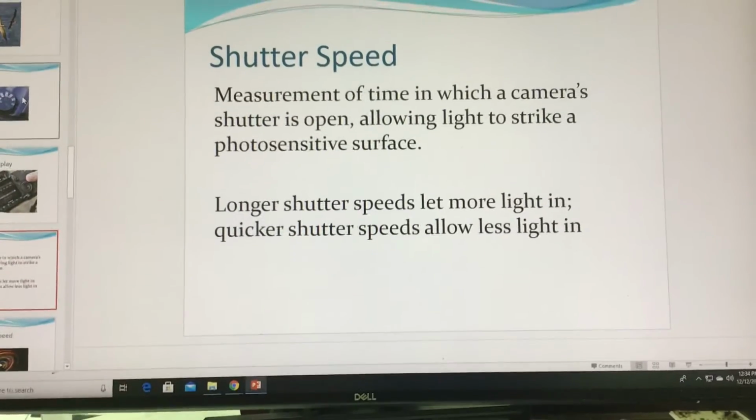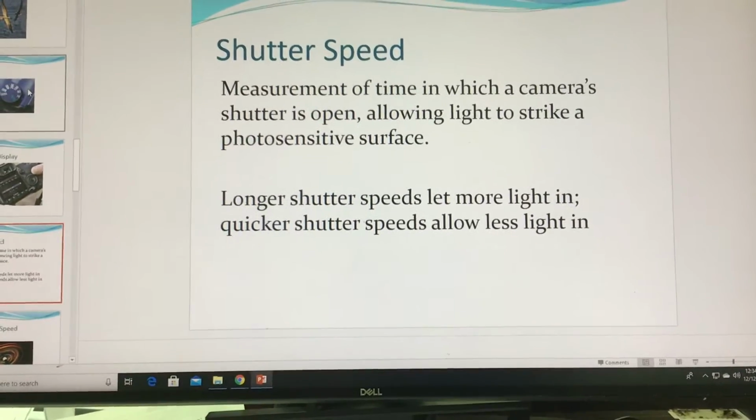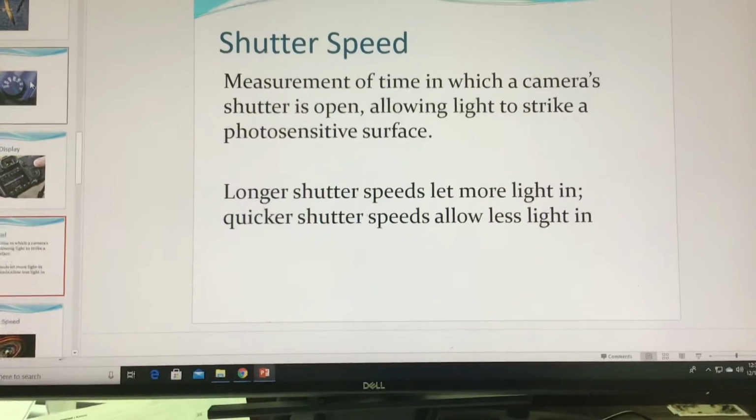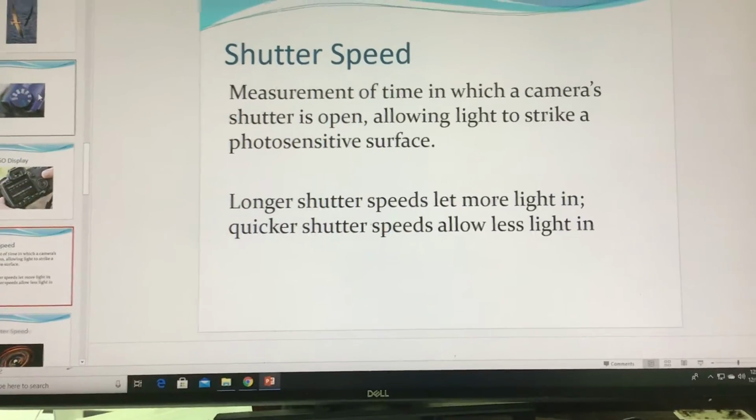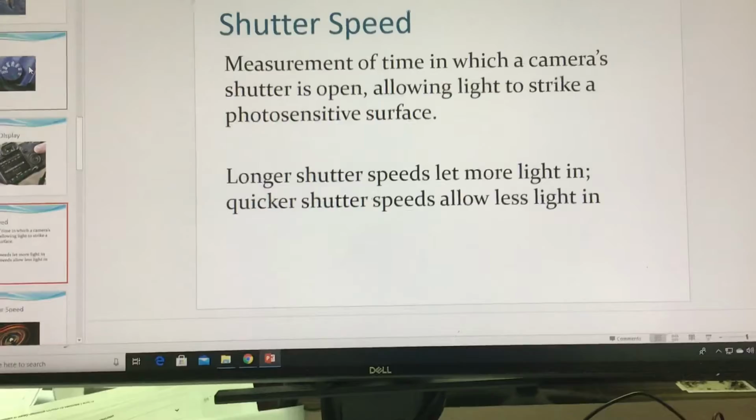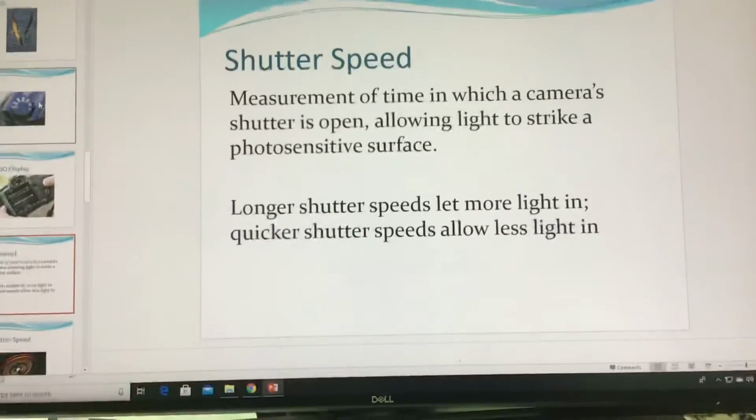If you have a dark area where you don't have a lot of light, you're going to want a longer shutter speed because the longer that shutter is open, the more light that comes in. If you're in a brightly lit area, you want a quicker shutter speed because you don't need as much light to come in.